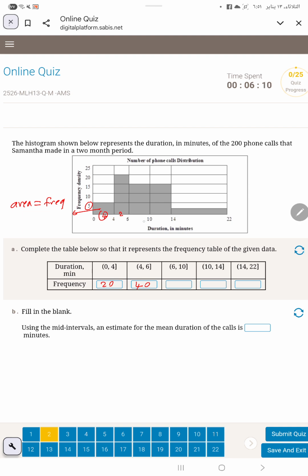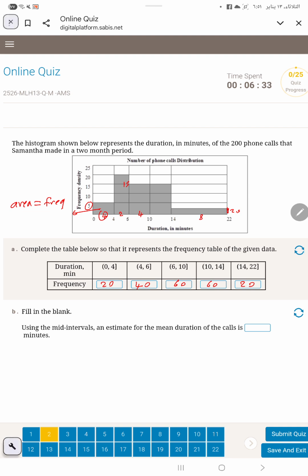Next one, base is 4 and the height is 15, so multiply them, you get 60. Next one, 60. Next one, 8 times 2.5, you get 20.